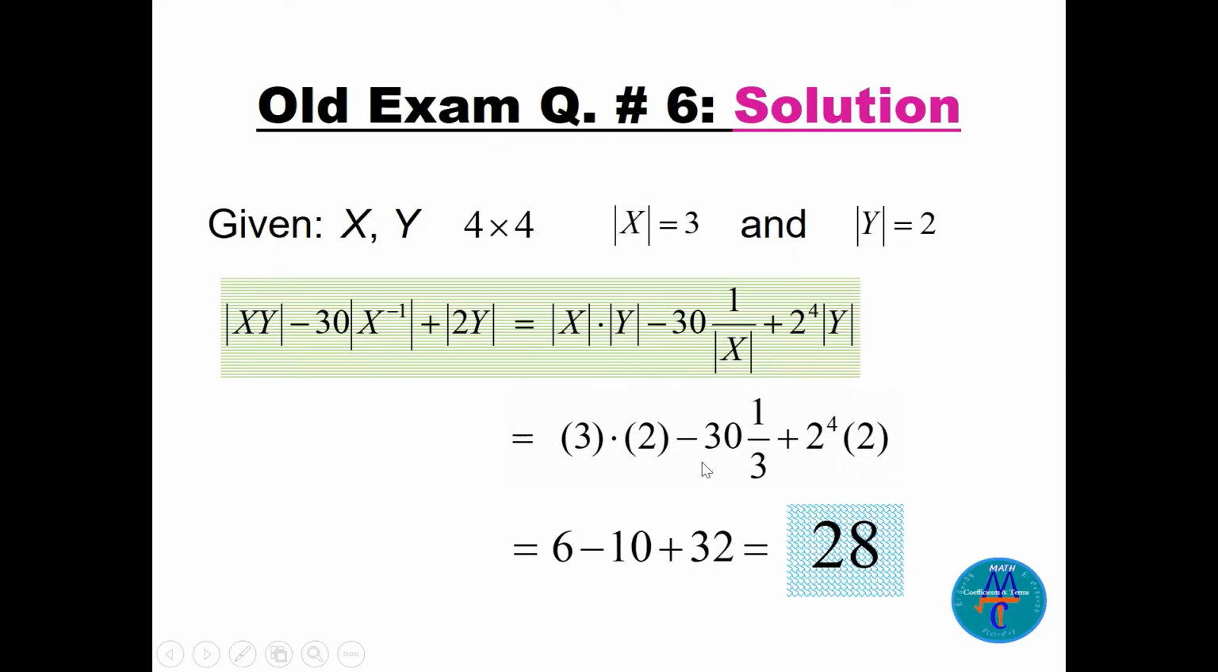So that will be 6. 30 over 3 will be 10. 2 to the power 4, 16 times 2 is 32. And this will be 28.